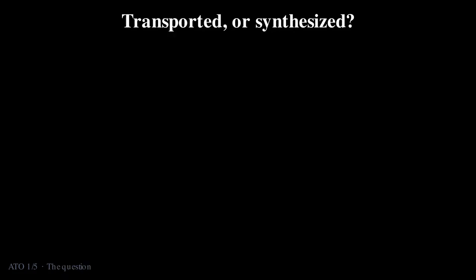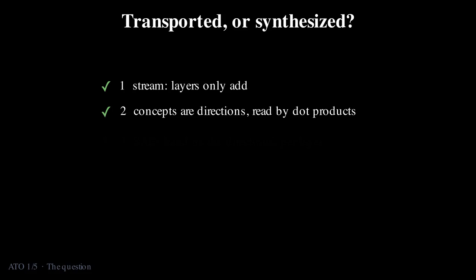All 3 tools on the table. The stream carries everything and layers only add. Concepts are directions, read by dot products. And SAEs hand us at each layer the directions worth reading.